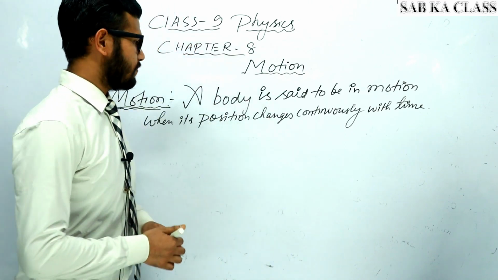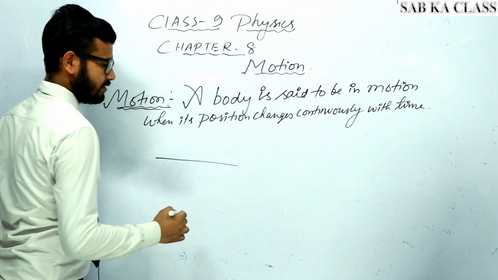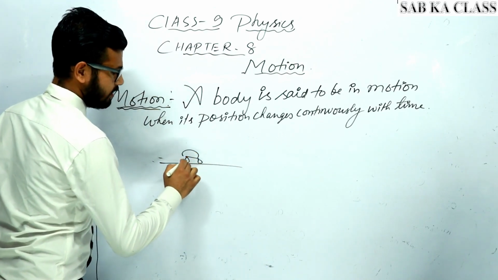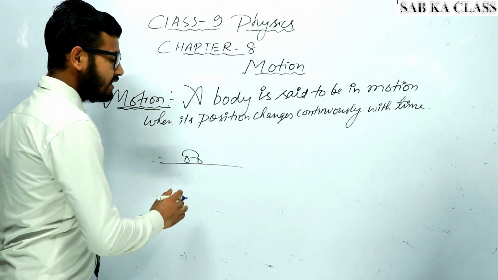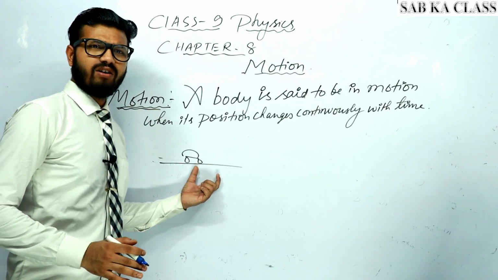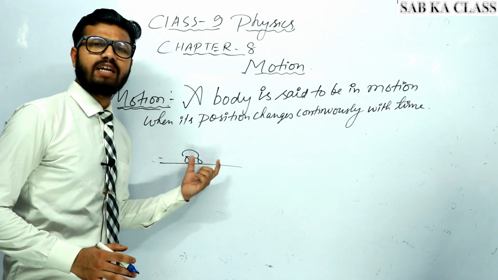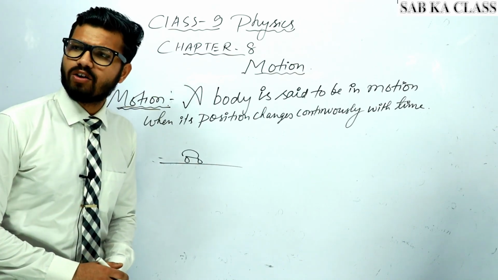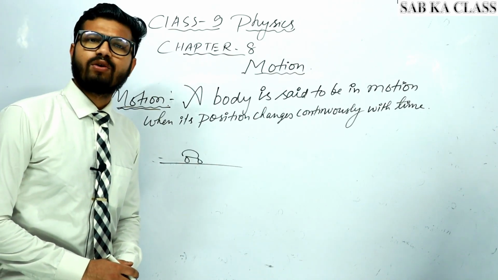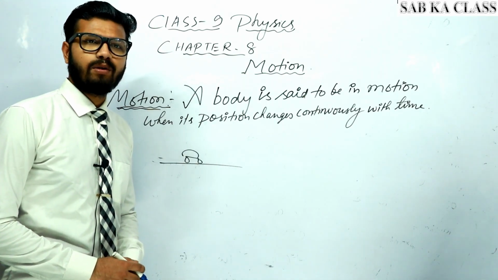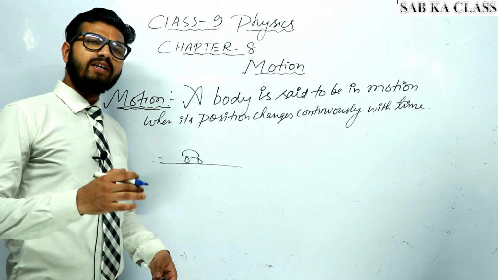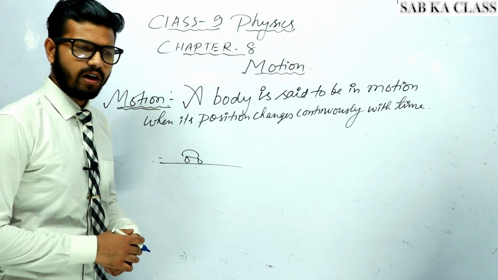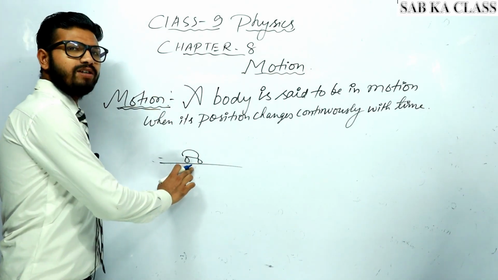No. For example, suppose this is a car in a parking zone. It is not moving at all, meaning it is not changing its position with time. Can you say it is in motion? We cannot say it is in motion. Why? Because it doesn't change its position with time. Clear? So motion means what? When anything changes its position with time, it is called motion. Its initial position and final position are the same.